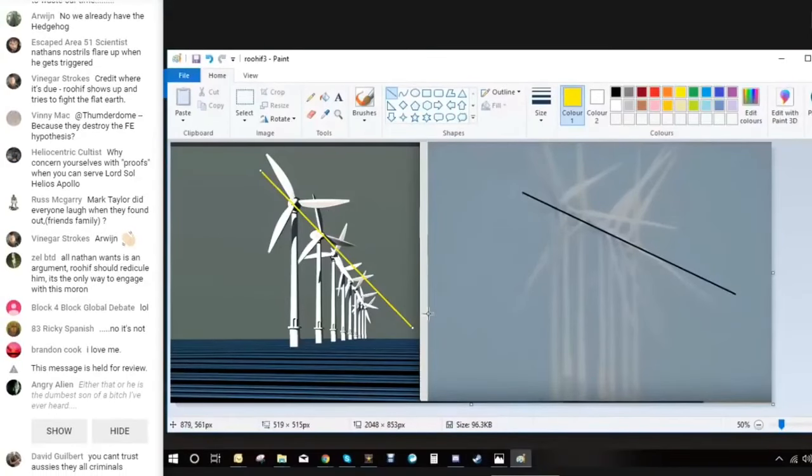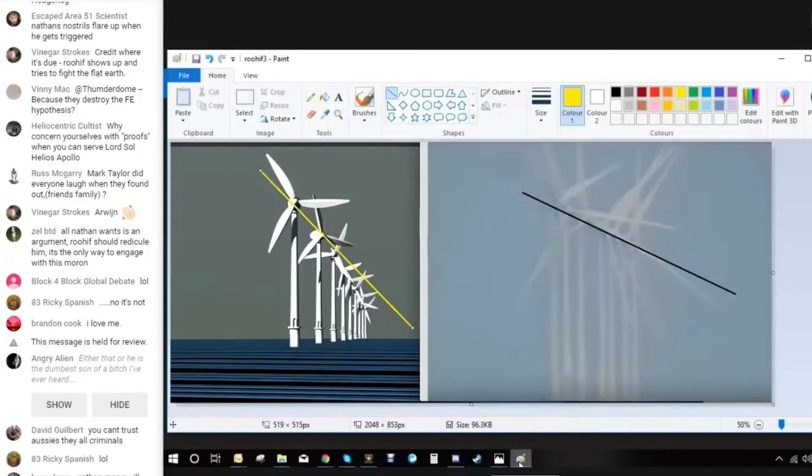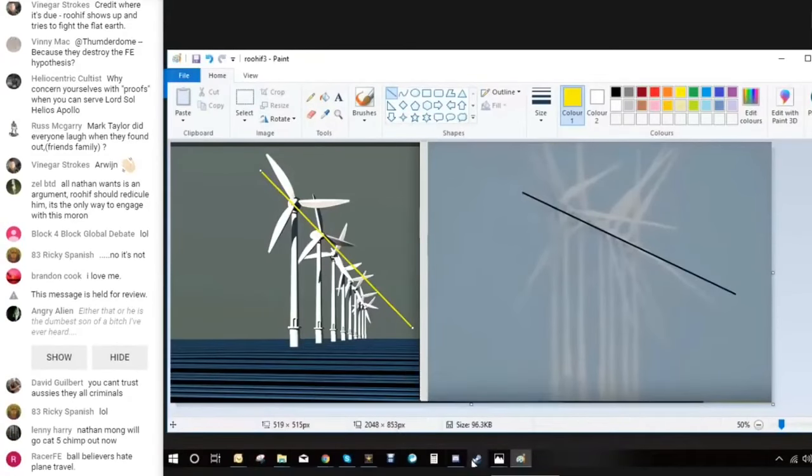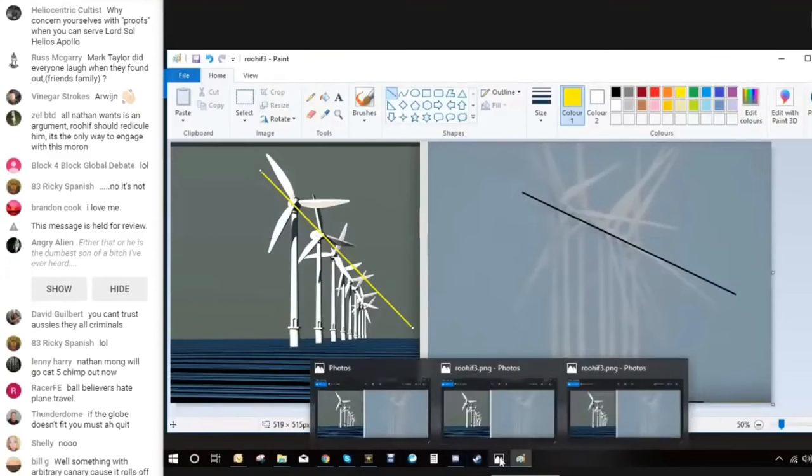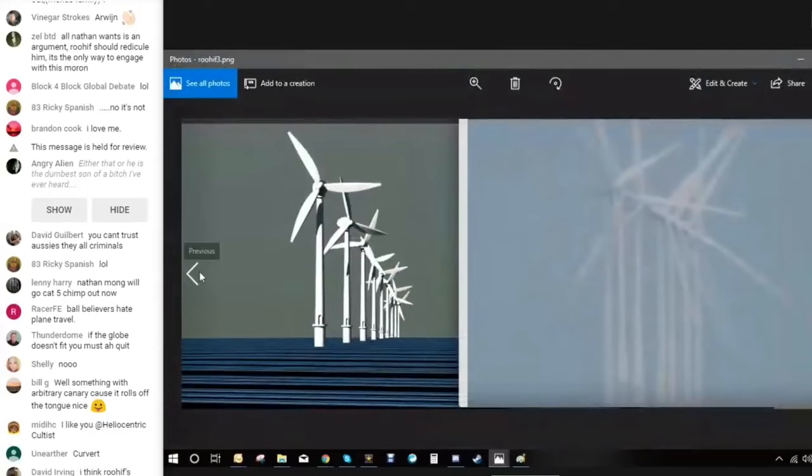Day after that, I didn't even think you were showing me a photograph. My God, you're digging yourself a big hole. Do I deny perspective, Nathan? Yeah, your calculator does, and you do when you apply the maths to any picture, Roohif. Yes, you deny perspective.